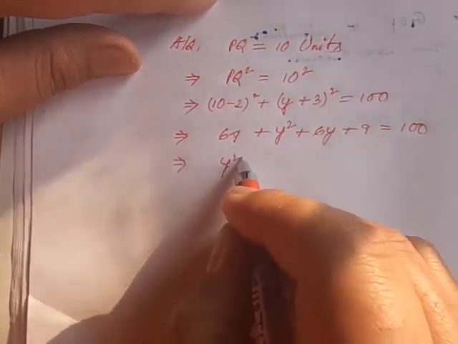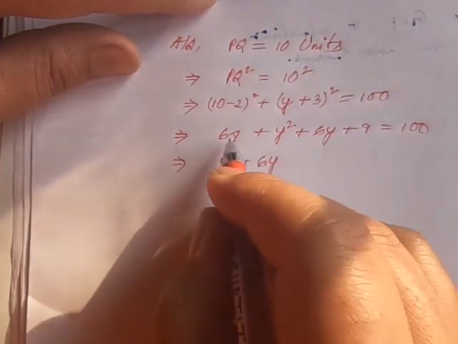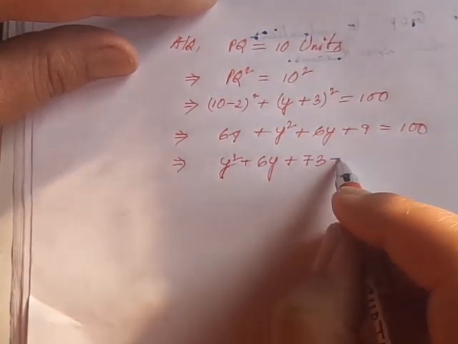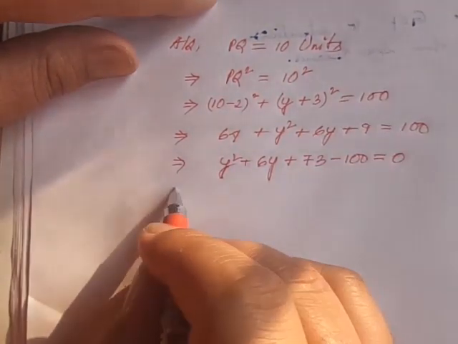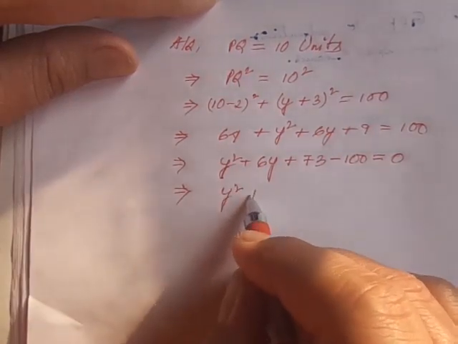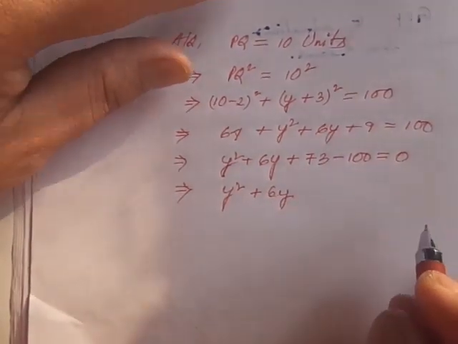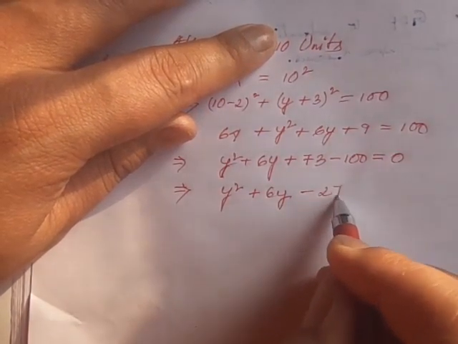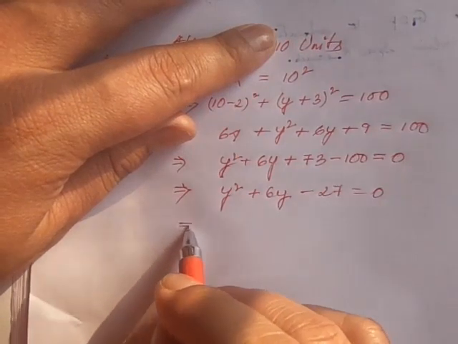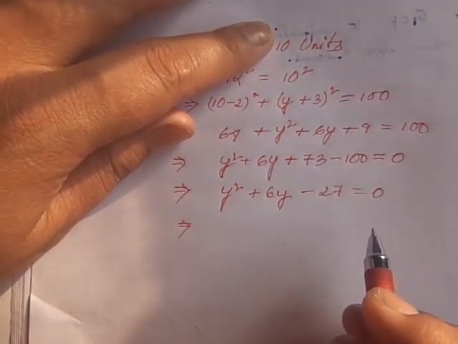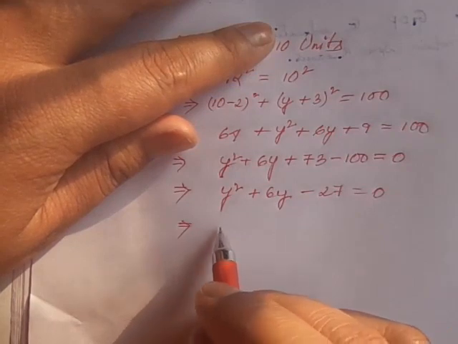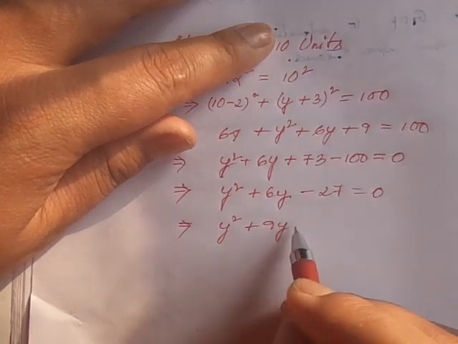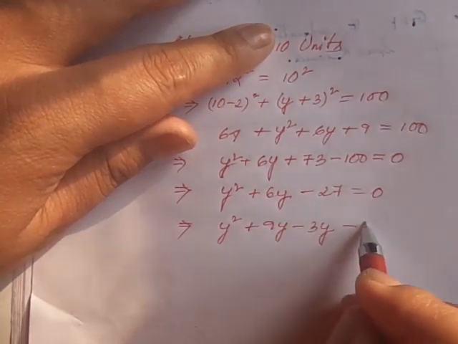Then y square plus 6y, okay. 64 plus 9 is 73, then minus 100 equals 0. We get a quadratic equation, so we have to solve this. So this will come to minus 27, equal to 0. We have to split the middle term. So 3 nines are 27. So that means this will be y square, then plus 9y minus 3y minus 27.